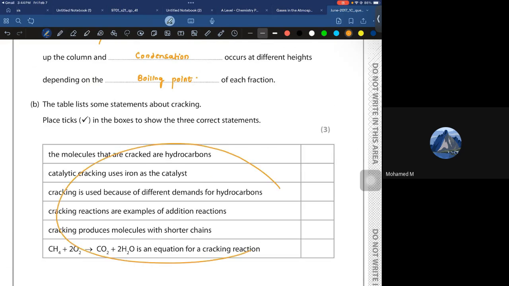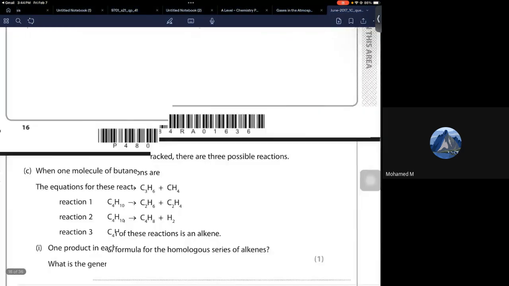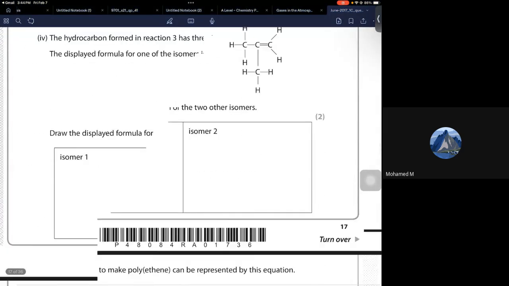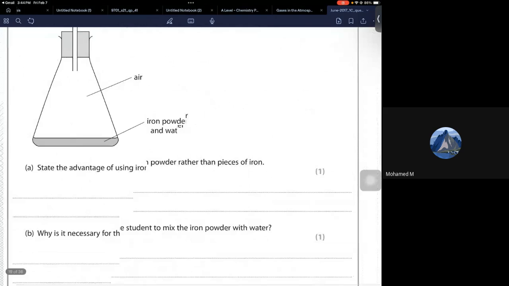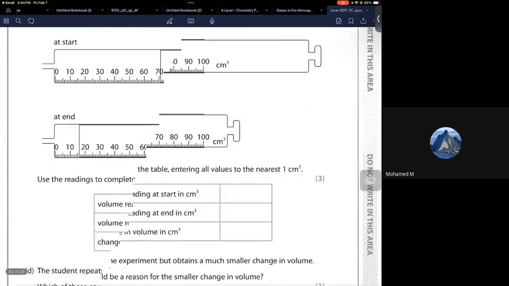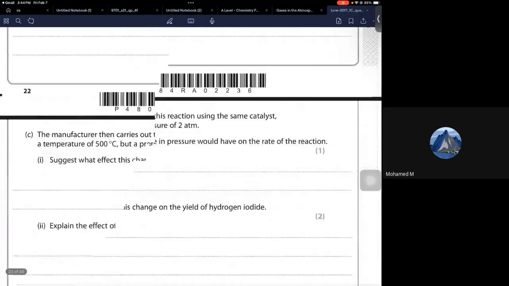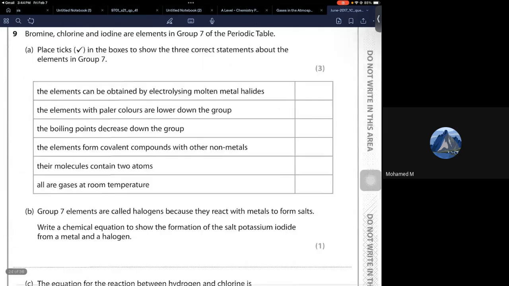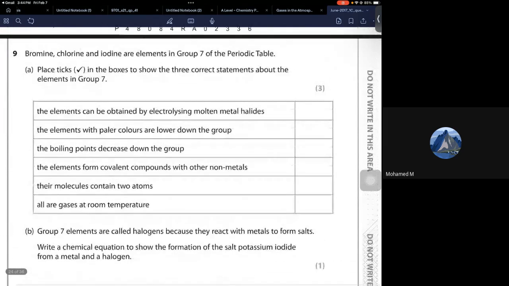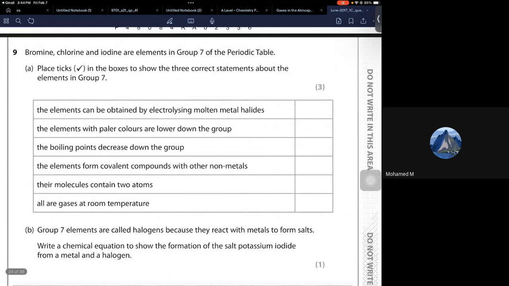So it's related to organic chemistry. I'm not going to do this. Okay, this is also organic chemistry. You haven't done this so far. Exothermic, endothermic, you didn't do this. And exactly, you've done the periodic table.